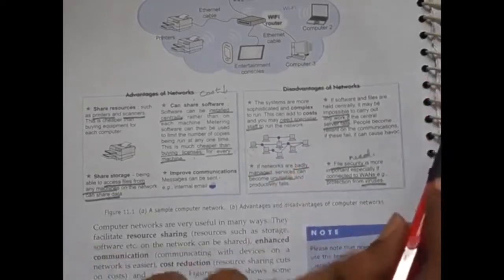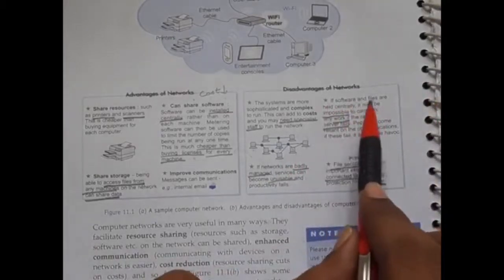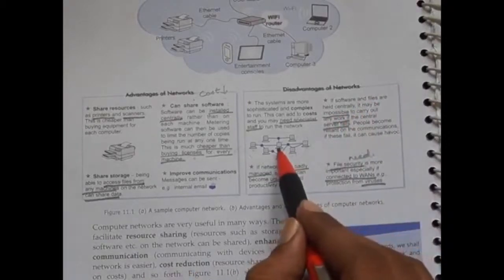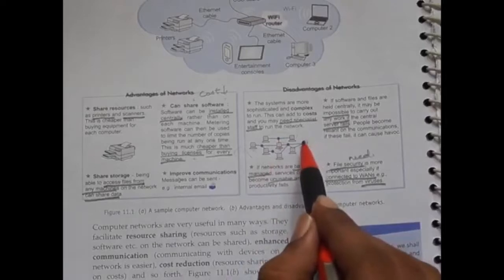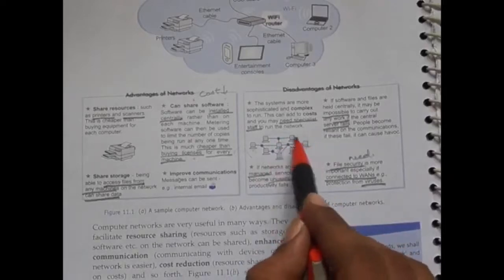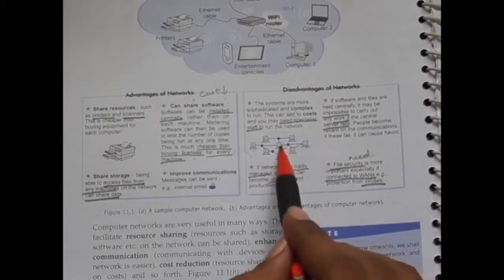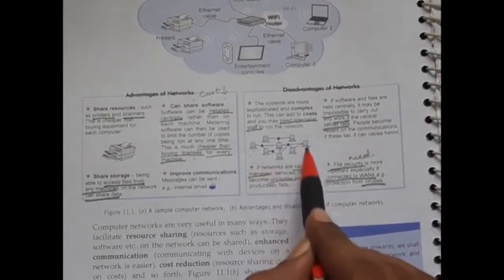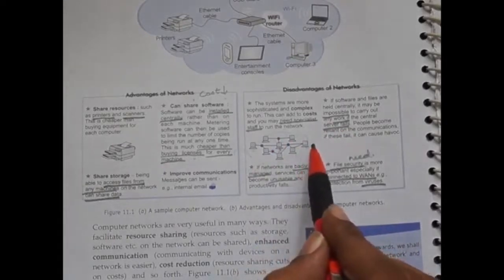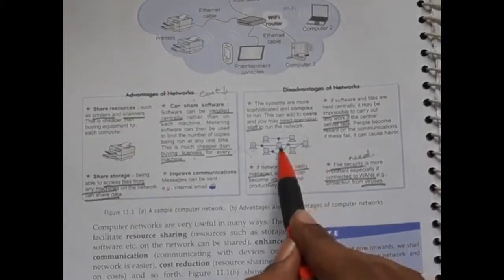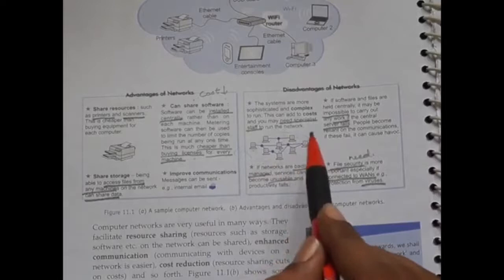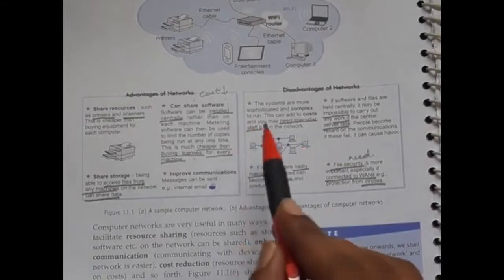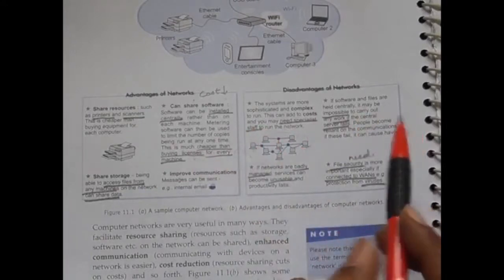Next one is, if software and files are held centrally, that means one server is handling all the computers. Suppose that one server fails, then all the computers will get disconnected. If one server is not working, all the computers will not receive file sharing, will not receive software sharing, will not receive anything.